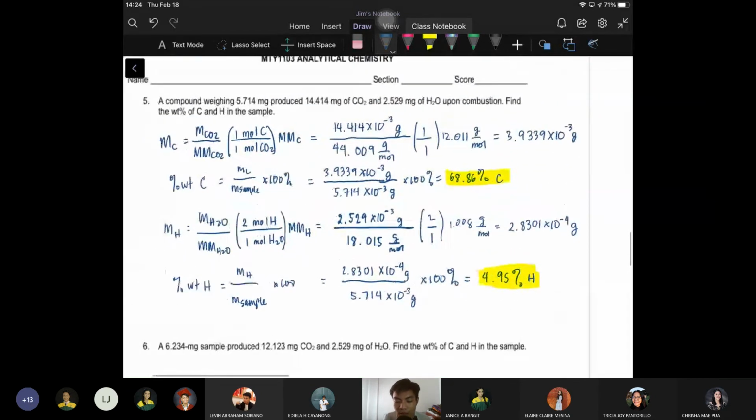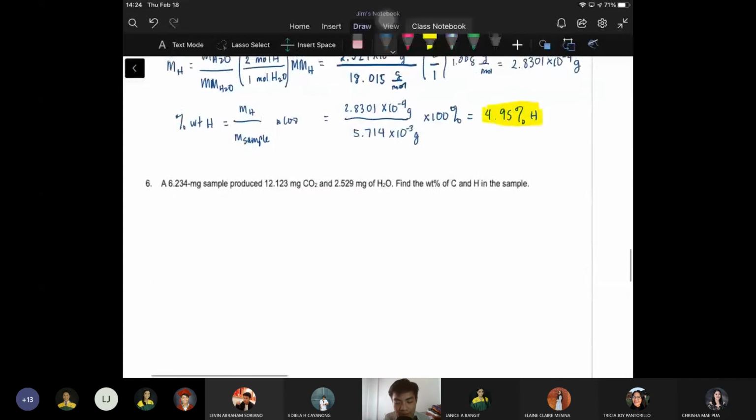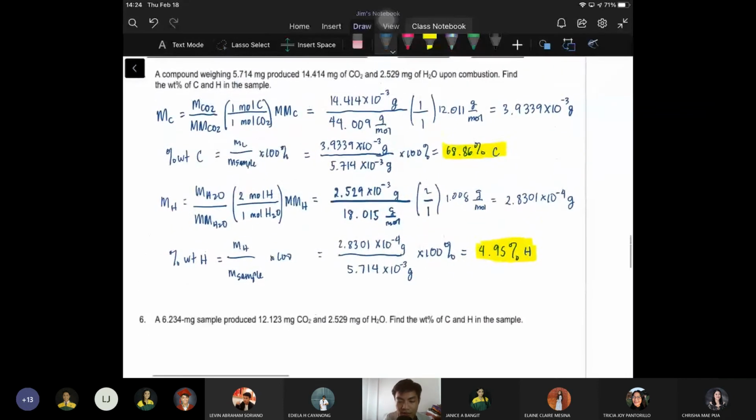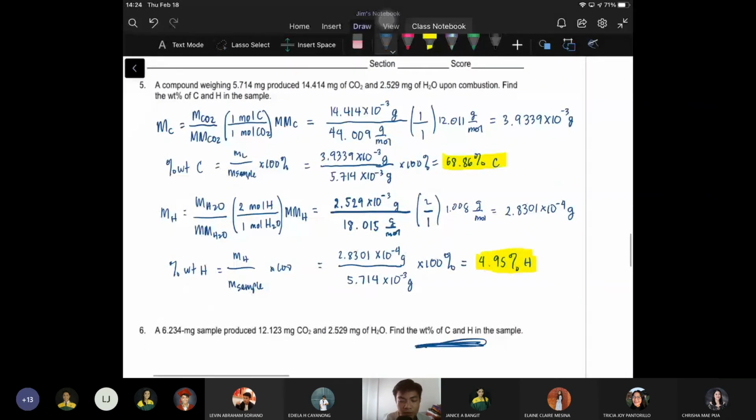So, ano yung similar problem dito? Itong number 6. So, for number 6, ganun din yung process. Find carbon and hydrogen percent. So, basically, you're just going to redo all of this. Gusto ko kabisaduhin nyo na yung molar mass ng CO2, molar mass ng carbon, molar mass ng water, and ng hydrogen. Kasi ulit-ulit yung gagamitin.